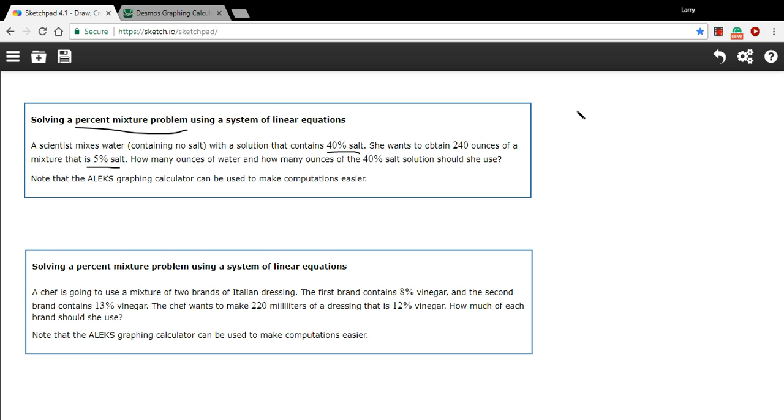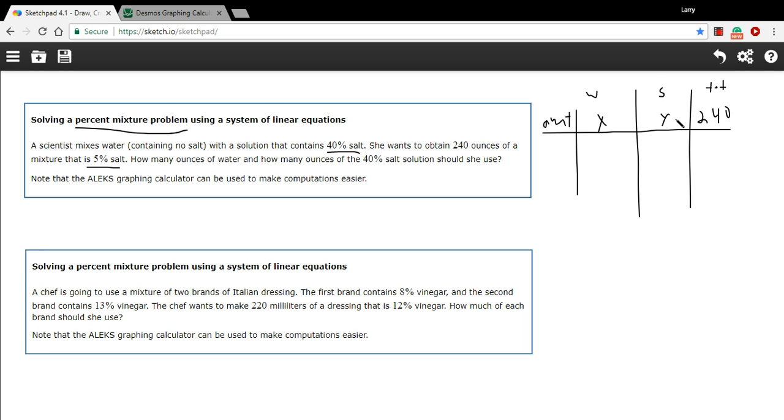So let's make a chart here. We're going to have the total amounts first. And we've actually got three different things going on here. We've got the water, the salt solution, and the total. We're looking for both the water and the salt solution. So let's call the water X and the salt solution Y. Altogether, she wants 240 ounces. So if you add together the amount of water and the amount of salt solution, it's going to be 240. So those are our amounts.